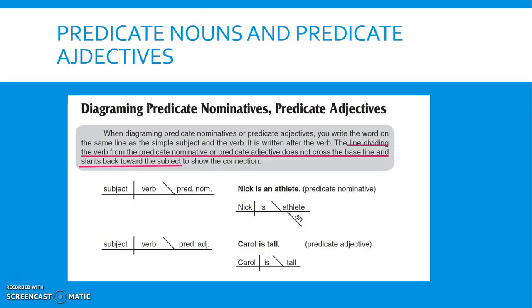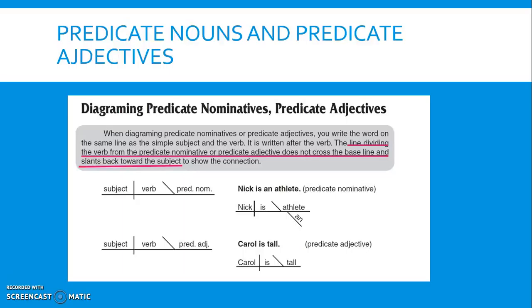All right. Now you're going to close that top flap and open that bottom flap, and we're going to talk about diagramming predicate nominatives and predicate adjectives. When you're diagramming them, you simply write the word on the same line as the subject and the verb, so it goes on the baseline. It's written after the verb, and then you've got your little slanted line to show that the predicate noun jumps back to the subject, or the predicate adjective jumps back to the subject. So that shows the connection. You need to write down what is underlined in pink, and then put down these examples. Do that now.